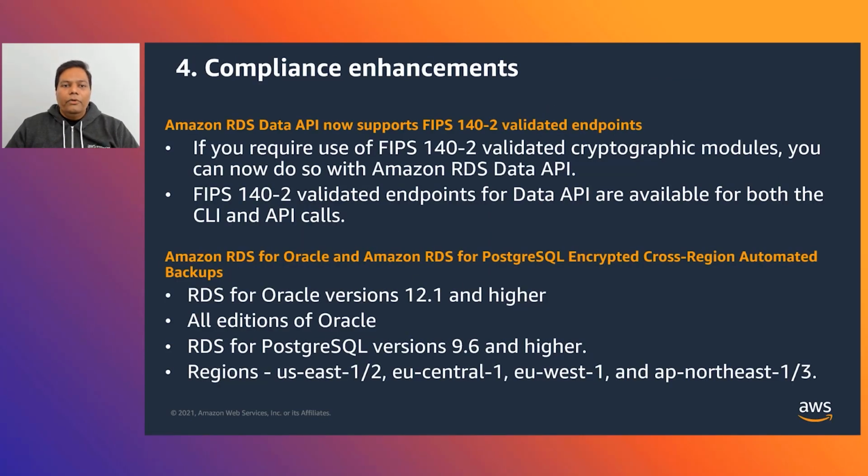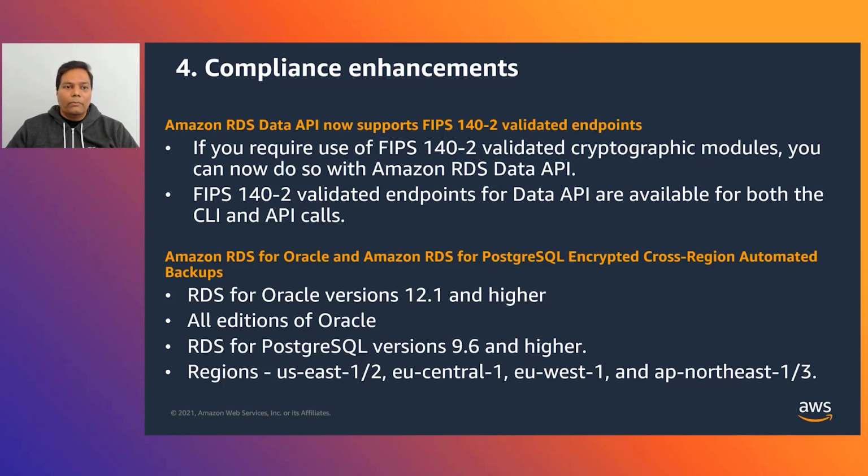We have added a few new features this year that enhance the RDS platform's ability to comply with regulated workloads. If you have ever worked with regulated workloads, let's say the compliance regime requires you to use FIPS 140-2 validated endpoints. You will be happy to know that RDS Data API now supports FIPS 140-2 validated endpoints. You can currently use RDS Data API with Aurora Serverless v1 to issue SQL commands via HTTPS API endpoints.